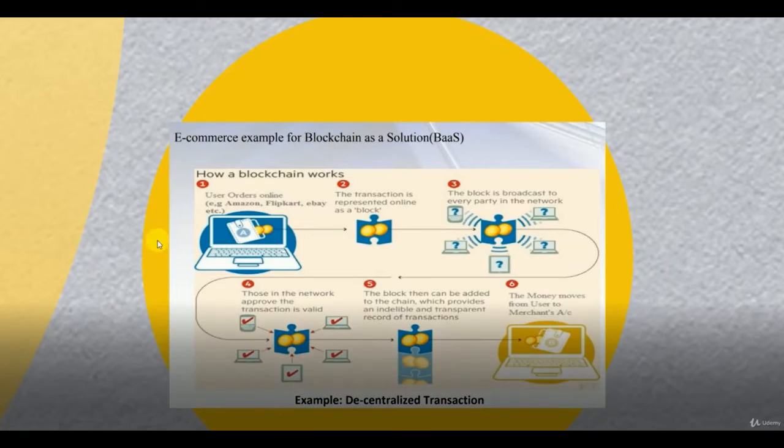We will be implementing one e-commerce example in our coming videos. We will see how this flow actually takes place, how a transaction flows from orders to being changed into a block, and how the block is broadcast to all the parties in the network. Once they all approve, the block will be added to the blockchain. Once the block has been added, the payment will be moved from your account to your merchant's account directly. This is a very interesting scenario that we will see in our coming videos.